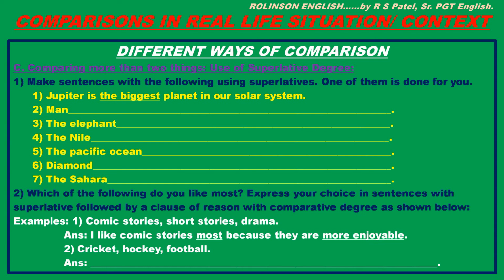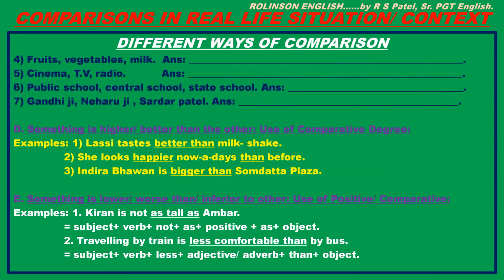Examples. Number 1. Here are 3 choices: comic stories, short stories and drama. Answer, we can write it this way. I mean you can use the superlative degree followed by a clause of reason. I like comic stories most. See the superlative degree. Because they are more enjoyable. Another, then number 2 is given and this way it continues. You have to complete it like this up to number 7.